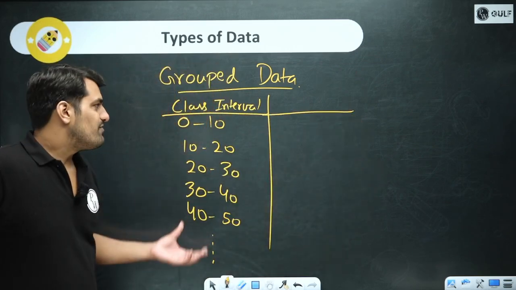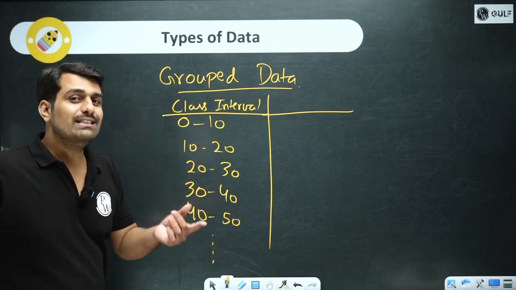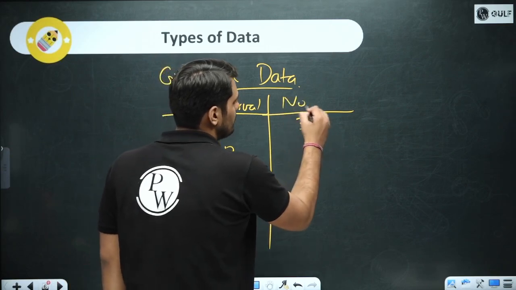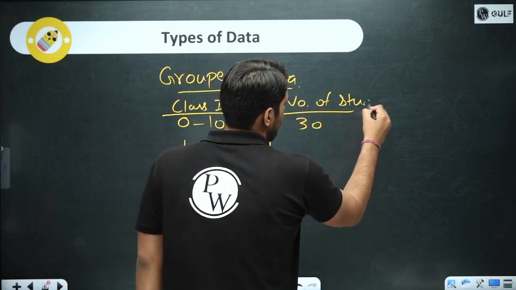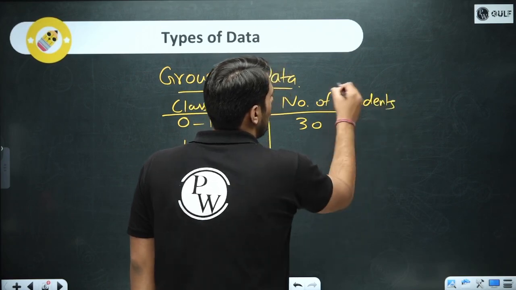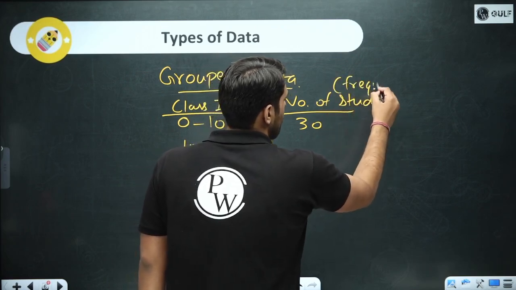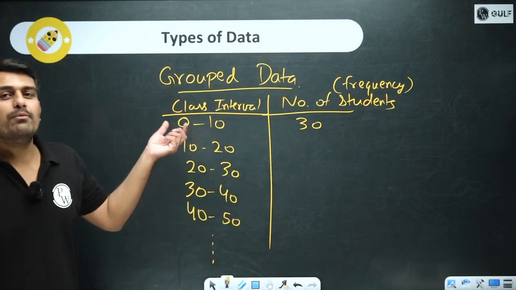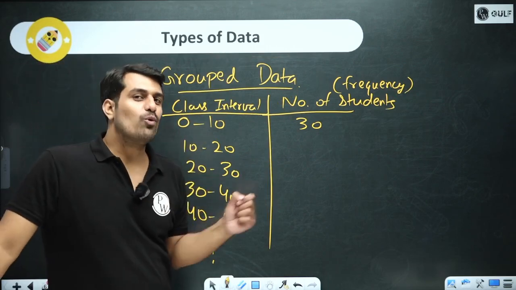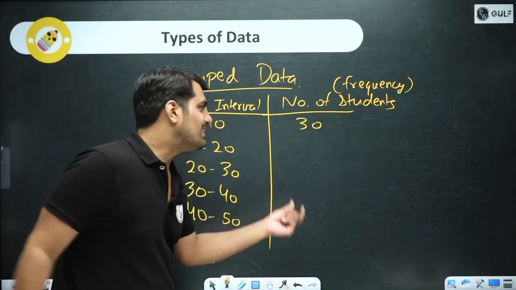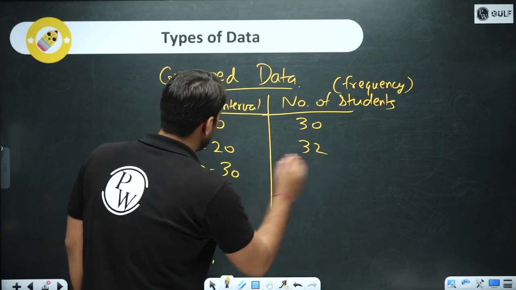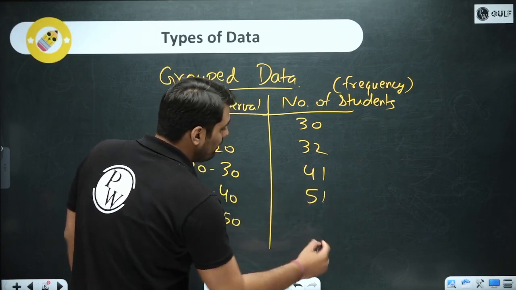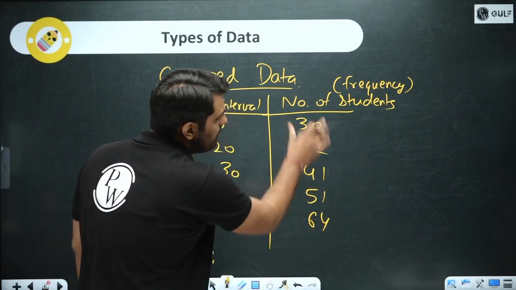Now, between 0 to 10, how many students have scored marks? Let's say 30 students scored marks in this range. So these are the number of students, and over here we also call it frequency. So 30 times a score appeared between 0 to 10. There were 30 students who scored marks between 0 to 10. And like this, there will be many more. So 32 scored somewhere between 10 to 20, 41 scored between 20 to 30, 51 scored between 30 to 40, and let's say 64 scored between 40 to 50. So over a period of time, we are seeing the improvement.